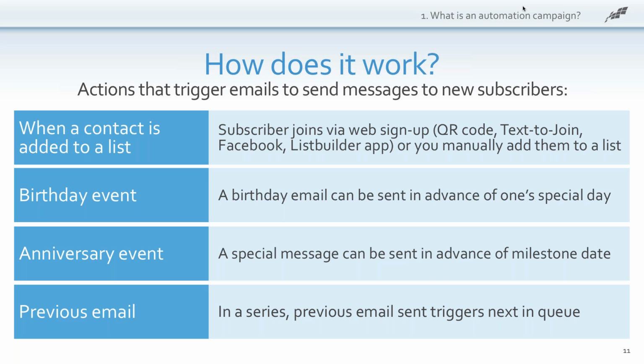They can also sign up by text to join. And we have set up text to join for all of the clients. And if you do not have your text to join code, talk to your account manager. You can also sign up via QR code. So if you want a QR code for your business, again, ask your account manager and we'll get those set up for you. People can sign up from your Facebook page. On your Facebook page, there is a Join My List tab on the left-hand side where people can sign up right from your Facebook page.